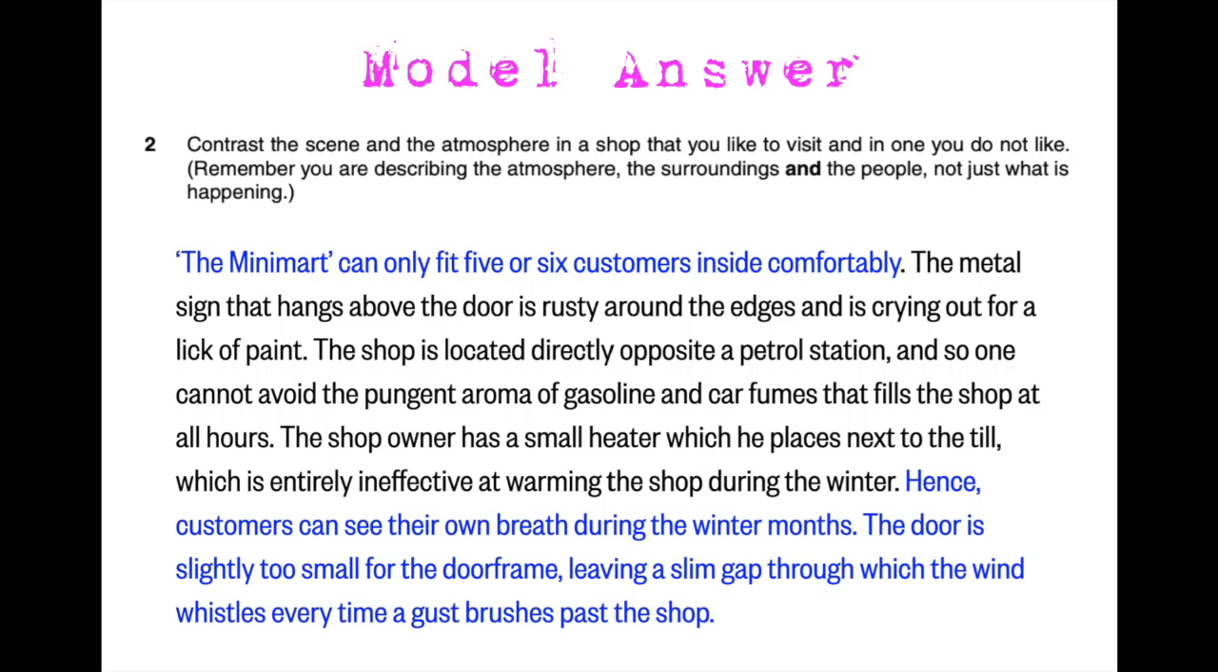Then if you look at the bottom of the paragraph, hence, customers can see their own breath during the winter months. Which strategy is this? Again, this is strategy number 2. When you breathe and you can see your own breath, what does that mean? It means the atmosphere is very cold. The conditions are very cold. So instead of saying the shop is very cold, I said hence customers can see their own breath during the winter months. Show, not tell.